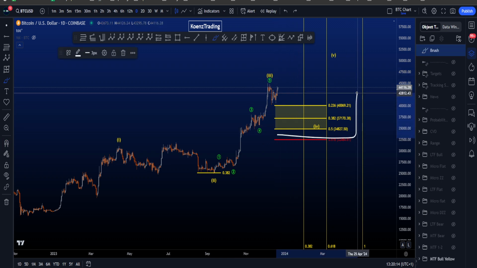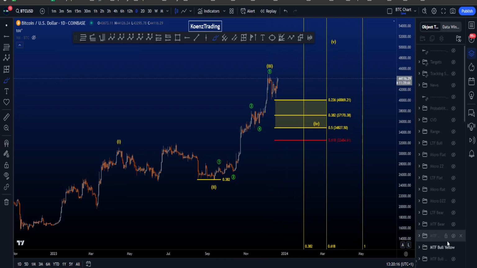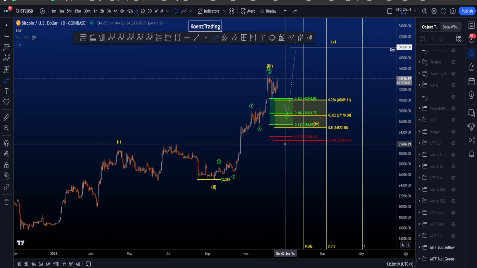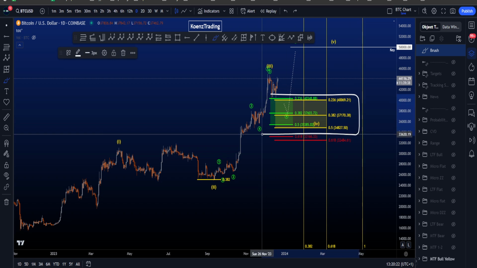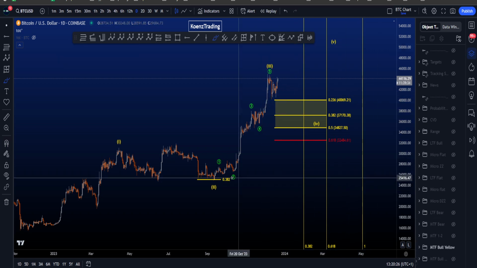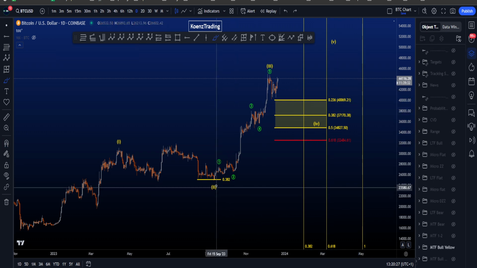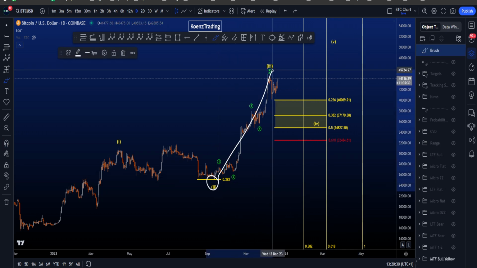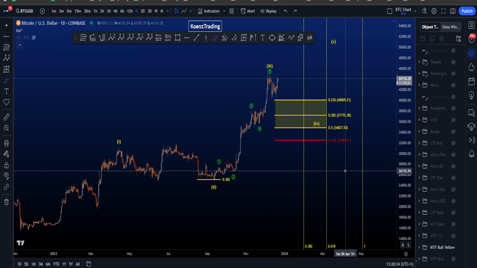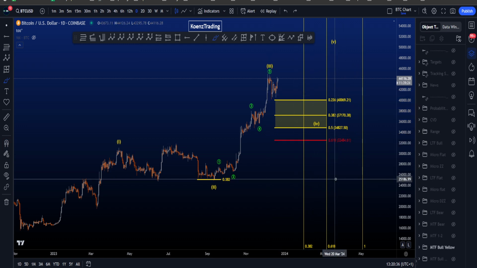However, when we look at the target area for this yellow wave 4, it is not too different compared to the lower degree count I just showed you with the green wave 4. Just look at the overlap over here between the green box and the yellow box, where in yellow the fibs for wave 4 are taken from the low over here to the high, giving us an area between 40k and 34.8k with the invalidation sitting at 32.4k.